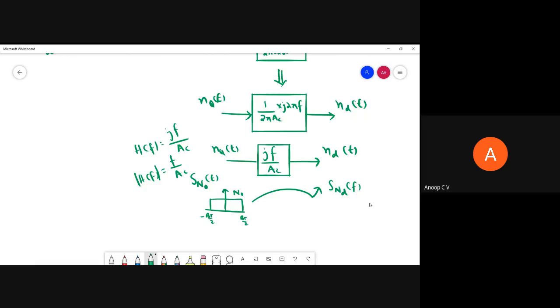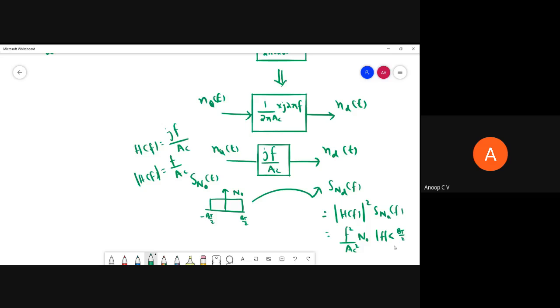So SND of f will be mode of H of f square times SNQ of f. Mode of H of f square will be f square by ac square, and this will be multiplied by N naught. It is defined only when mode f is less than Bt by 2, which means f is between minus Bt by 2 and plus Bt by 2. So this is how it is defined.